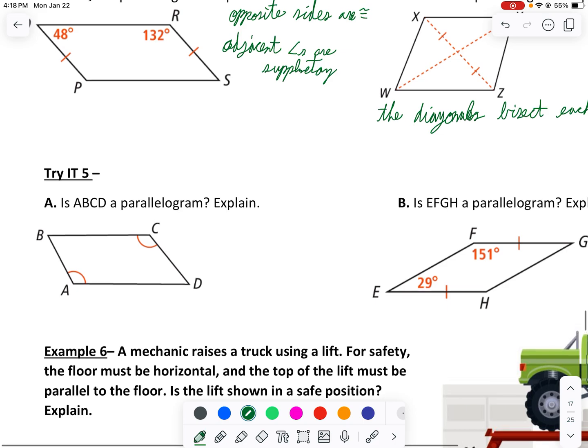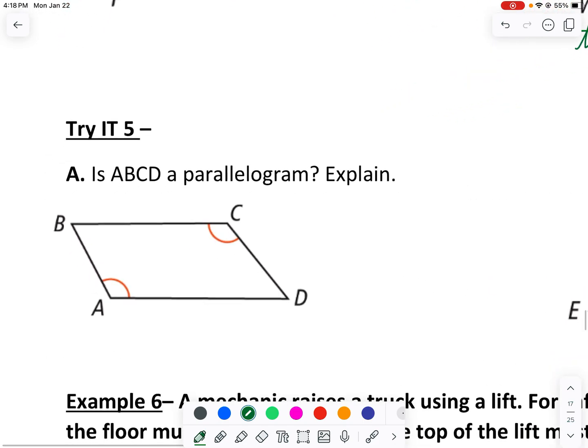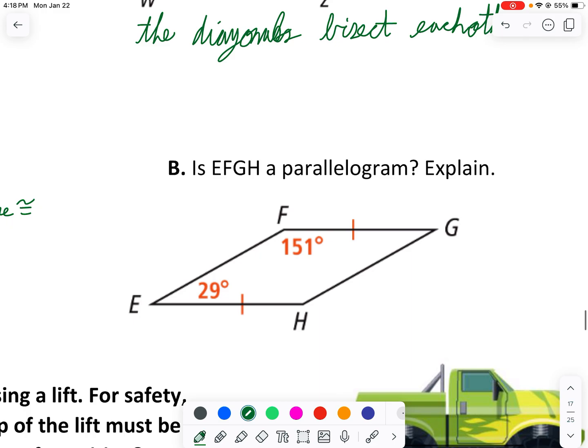All right, going on to this problem. Is it a parallelogram? Ooh, well, we've got two opposite angles that are congruent. Well, does two opposite angles being congruent imply that it's a parallelogram? Not exactly. All right, next one.